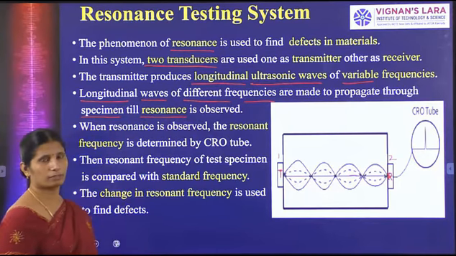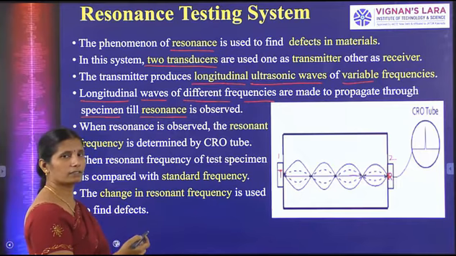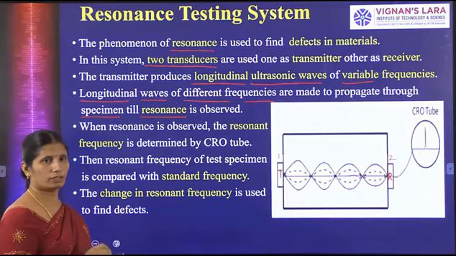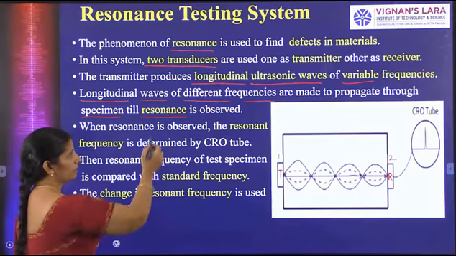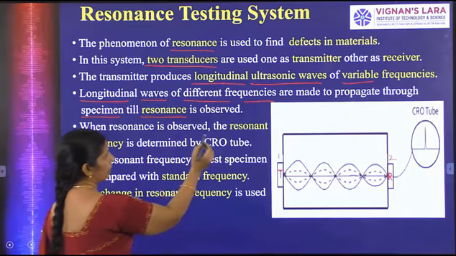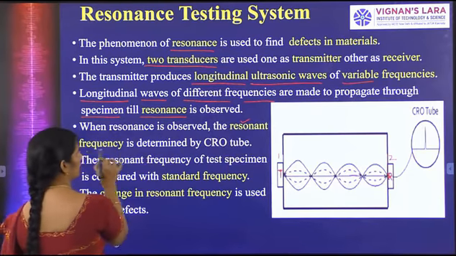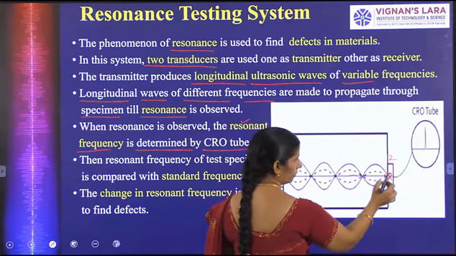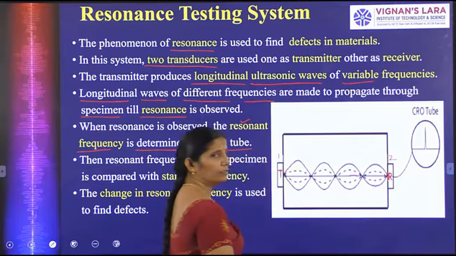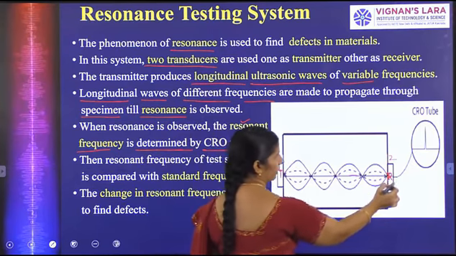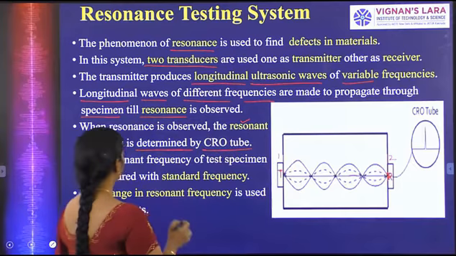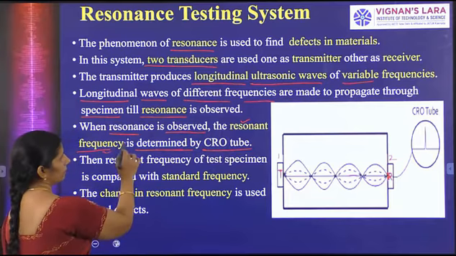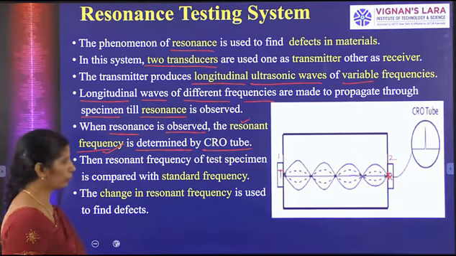Till the resonance is observed. So, ultrasonic waves of various frequencies are passed through the specimen using the transmitter until resonance is observed. When the resonance is observed, that resonant frequency is determined by CRO2. The receiver receives the resonant signal, and that is connected to CRO2.